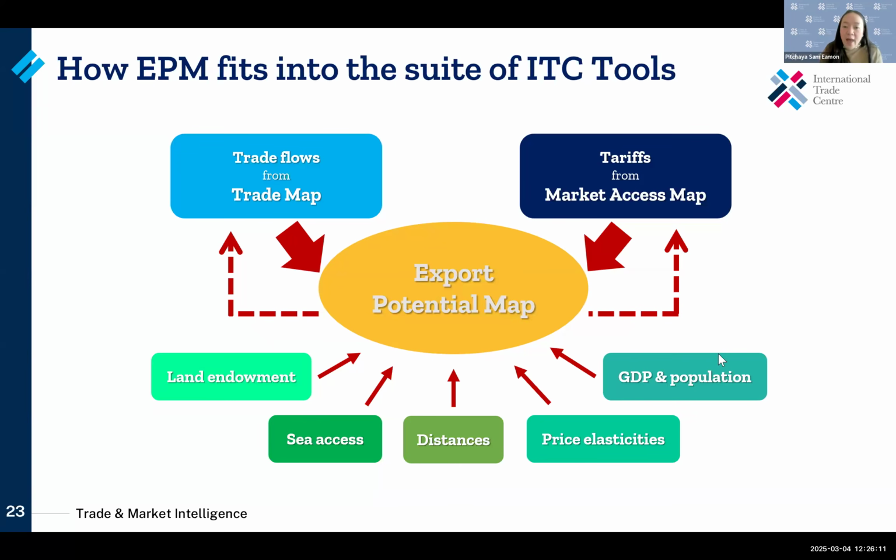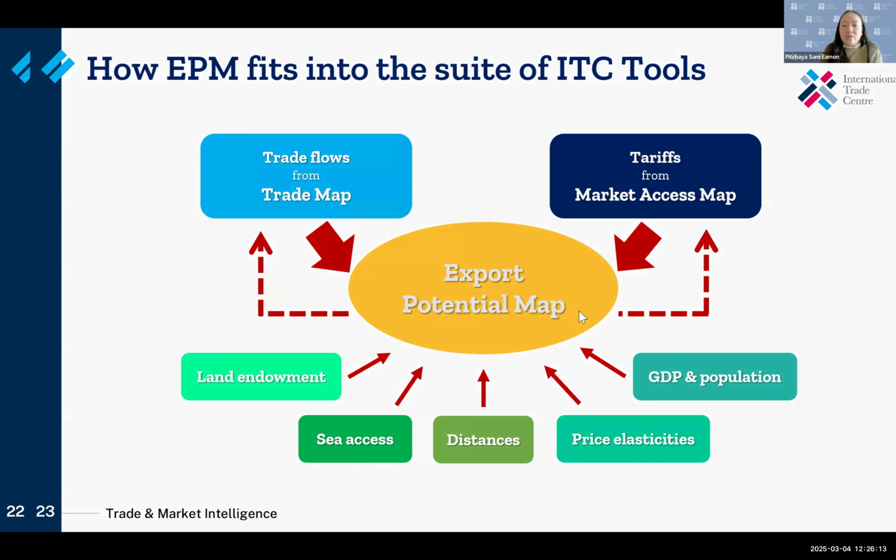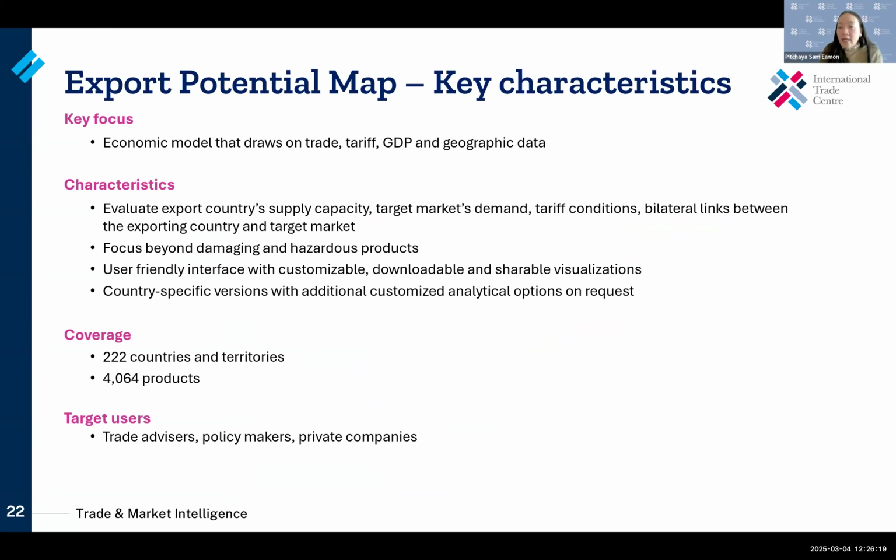Okay, so let's go back a little bit by one slide just to talk about characteristics. Not all internationally traded products are available in Export Potential Map. For example, we have products on our excluded list. These are products that are considered hazardous to the environment and to human health. For example, you will not find tobacco. This is just another product that we do not have in Export Potential Map.